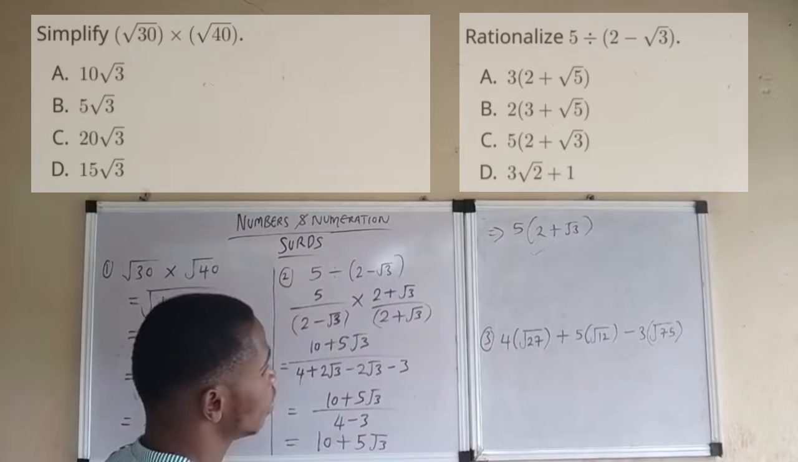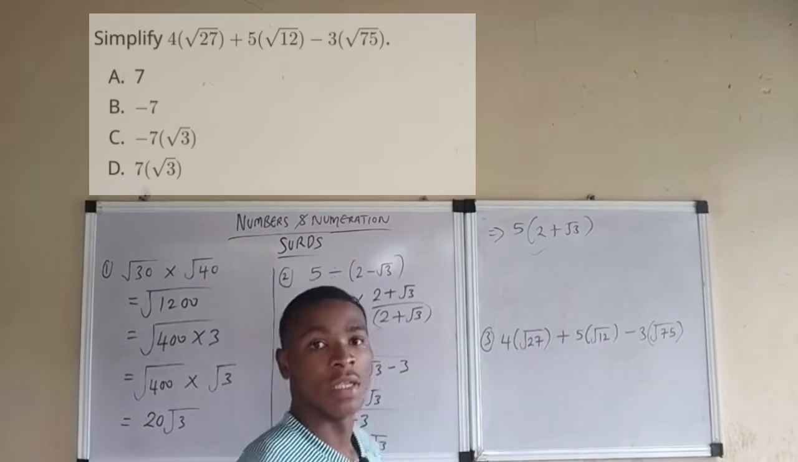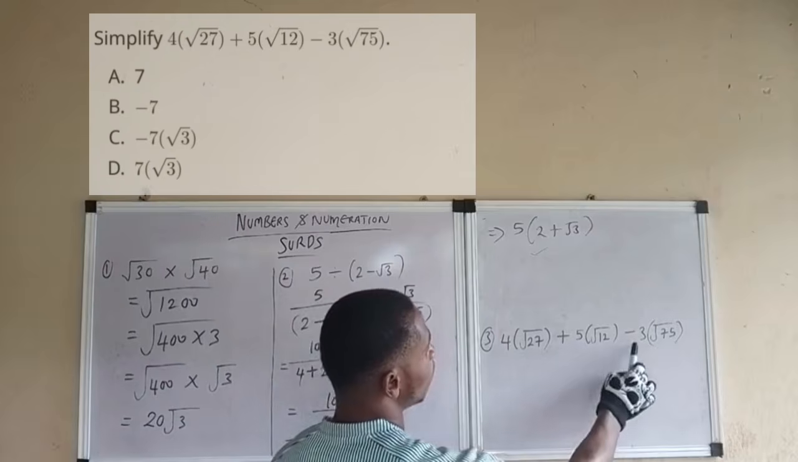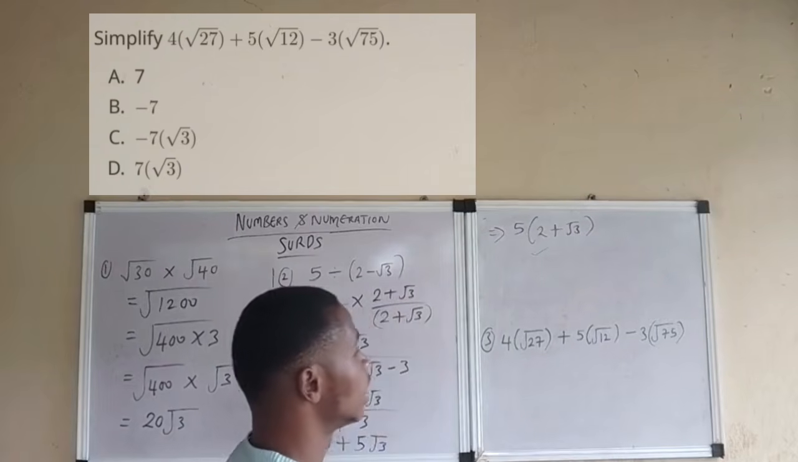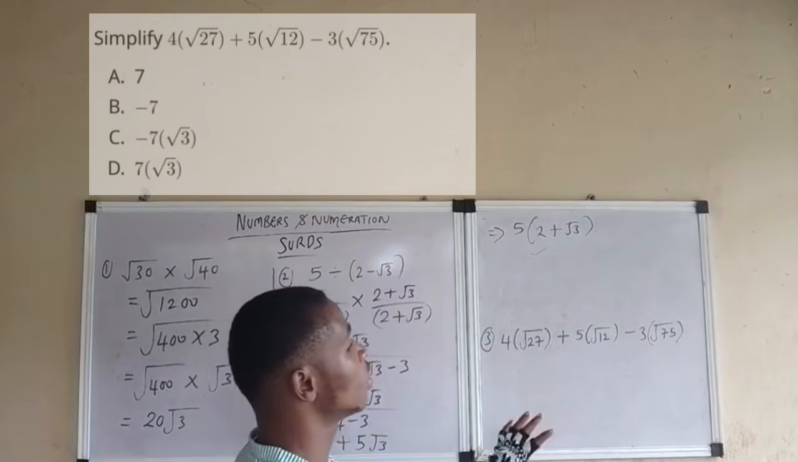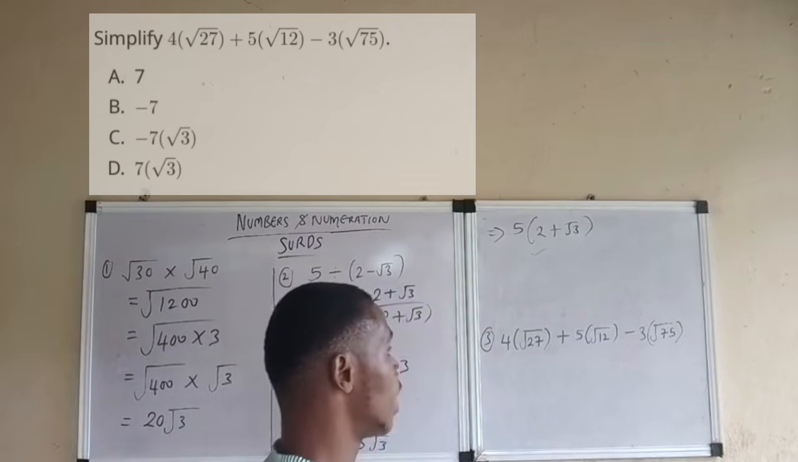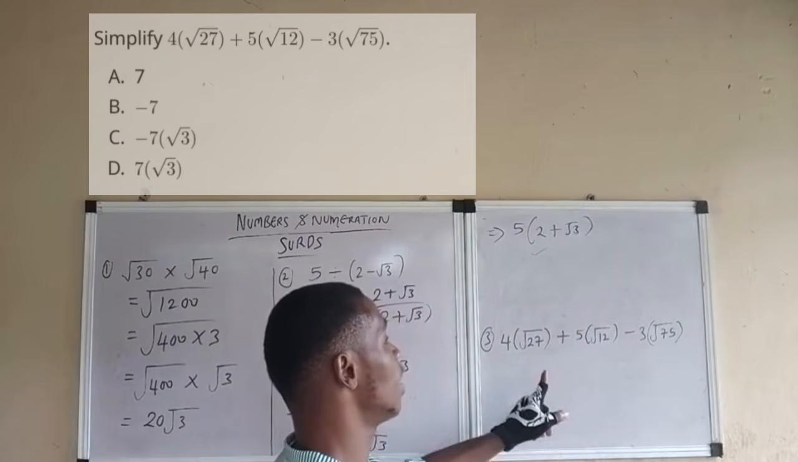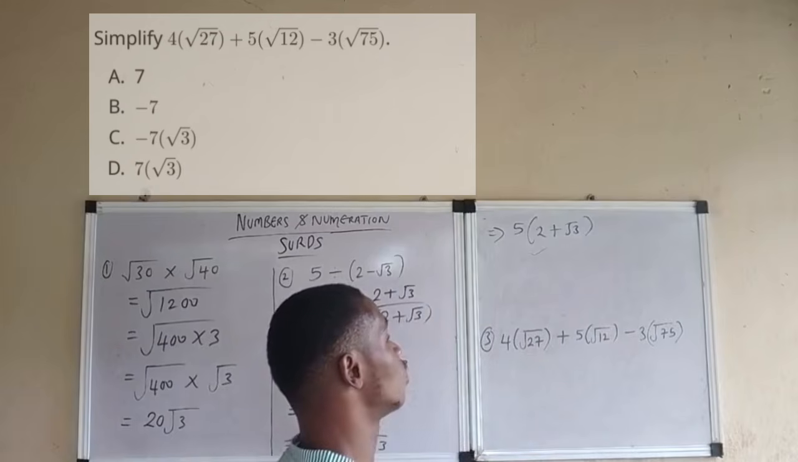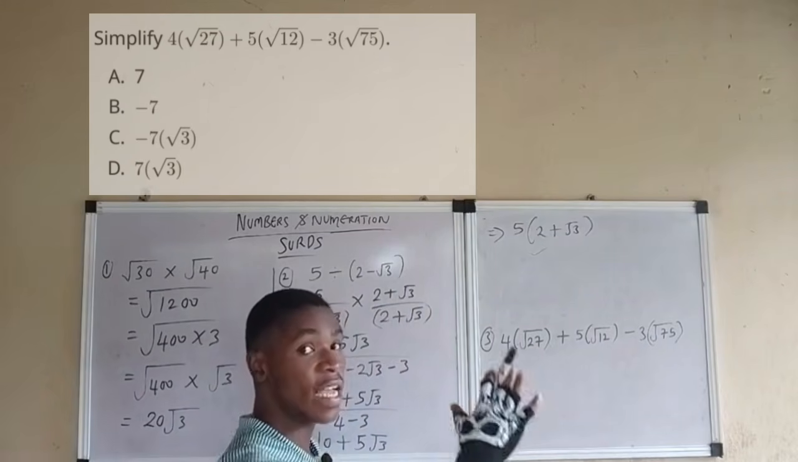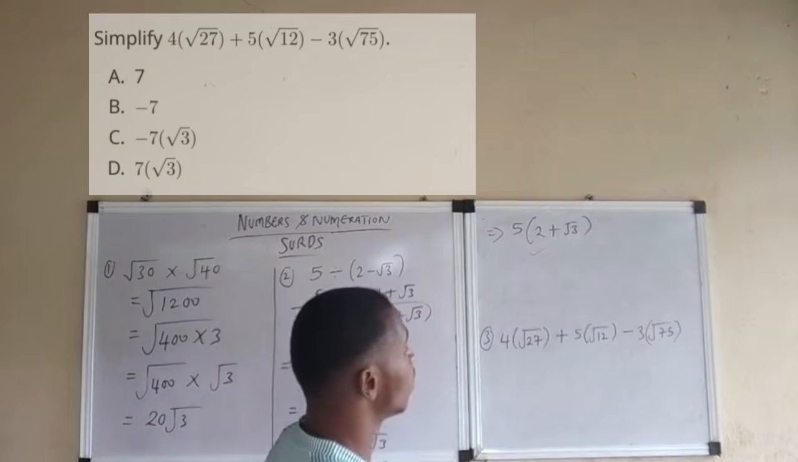Now let's look at another question. Now in this question, we have 4 root 27 plus 5 root 12 minus 3 root 75. Now to simplify this, you need to make sure that the surds are of a common value. You need to make sure that the surds have a common value. Here, if you are to simplify the surd, you'll be having 9 times 3, which is 27, because 9 is the perfect square. I can multiply on that number to give you 27.